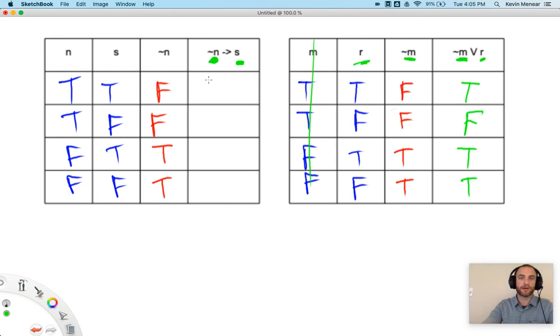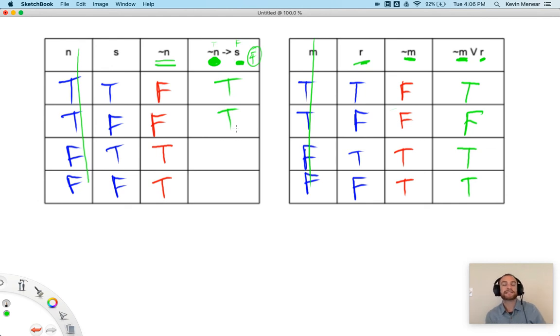Okay, so here we go. So if not n, then s. Again, we don't care about n anymore. We just care about not n. So the only way this is going to be false is if not n is true and s is false. If the antecedent is true and the consequent is false, then this statement ends up being false. Okay, so let's take a look. If not n is false, does it matter what s is? No, this statement is true. So here you go. If not n is false, this statement is true.